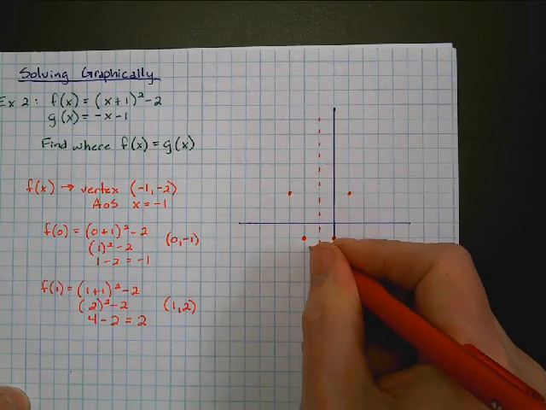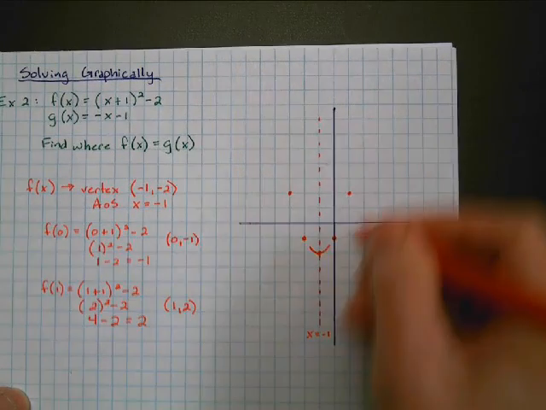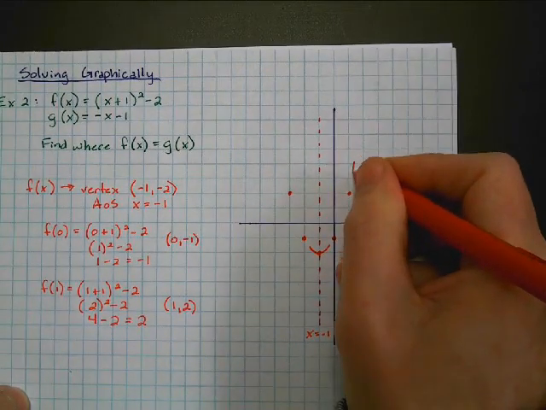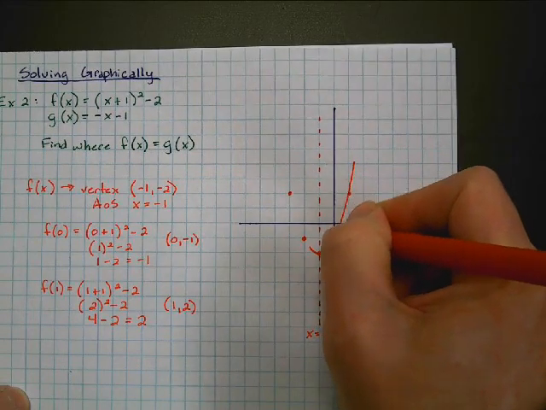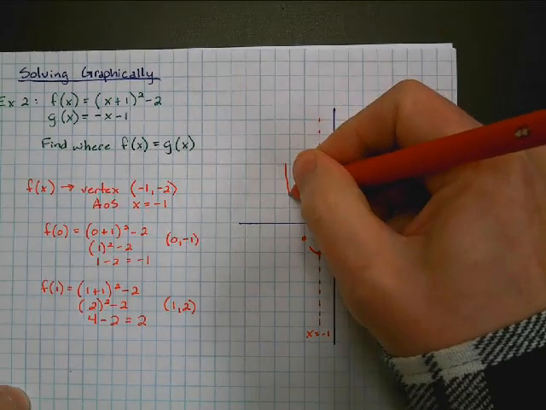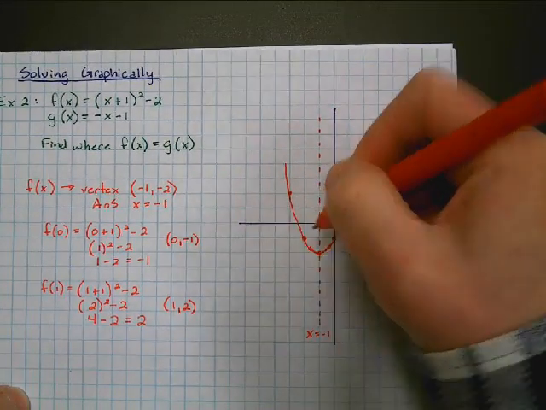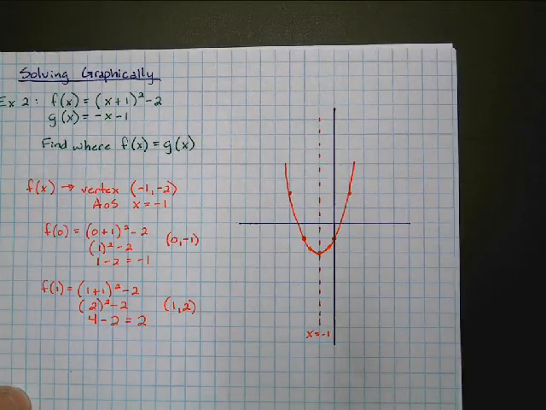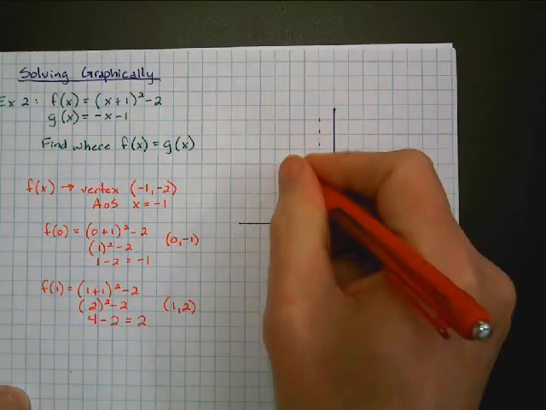So let's just make our parabola. Almost did it. All right, so there I've got my parabola. This is f of x.